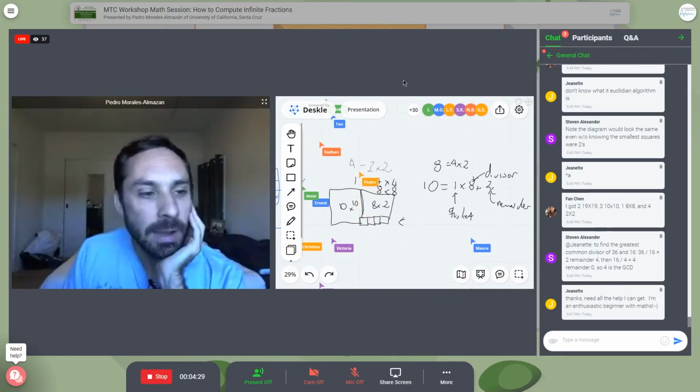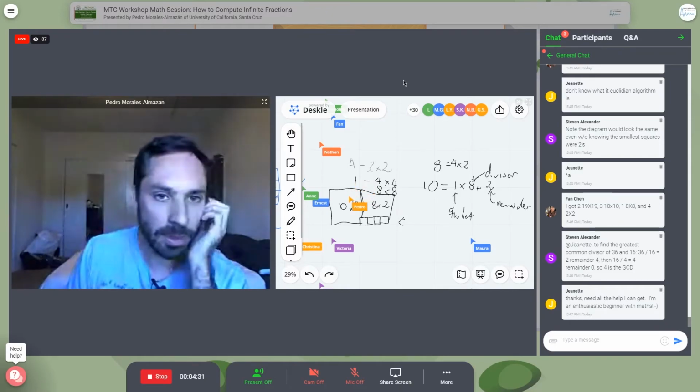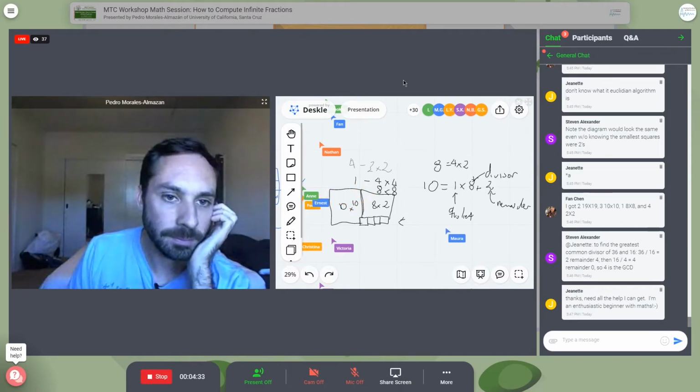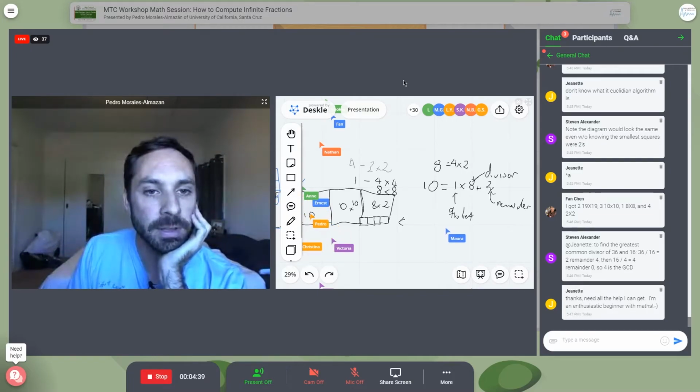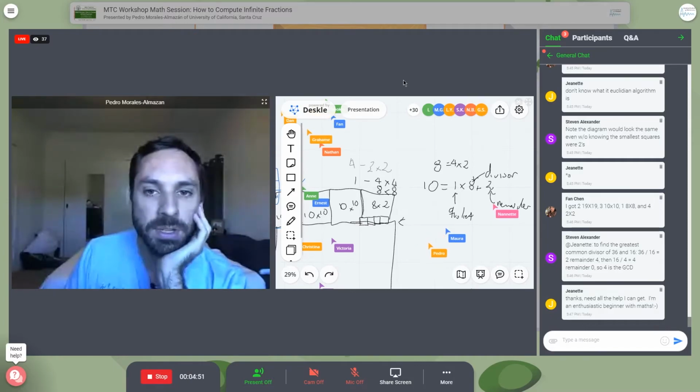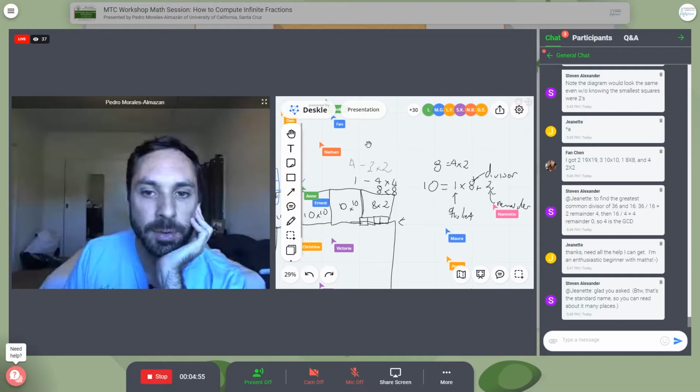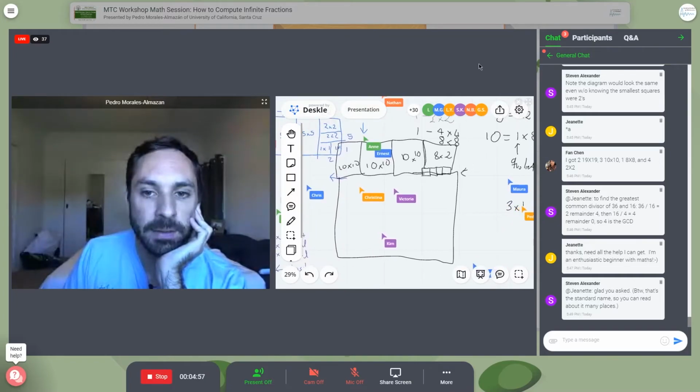But how many of these do I actually have? I have 3 of them, right? So I have 3 of these 10 by 10s, sorry, not 3 by 3s. And then the next step would be this big guy right here, which, if I follow that Euclidean algorithm, means that I have 3 of the 10 by 10s.